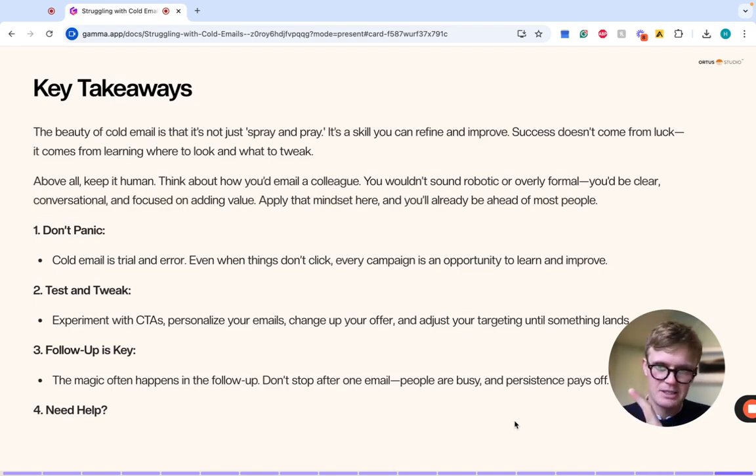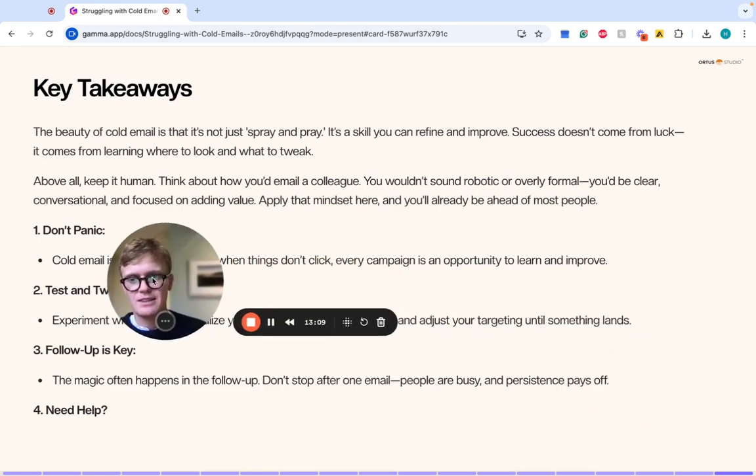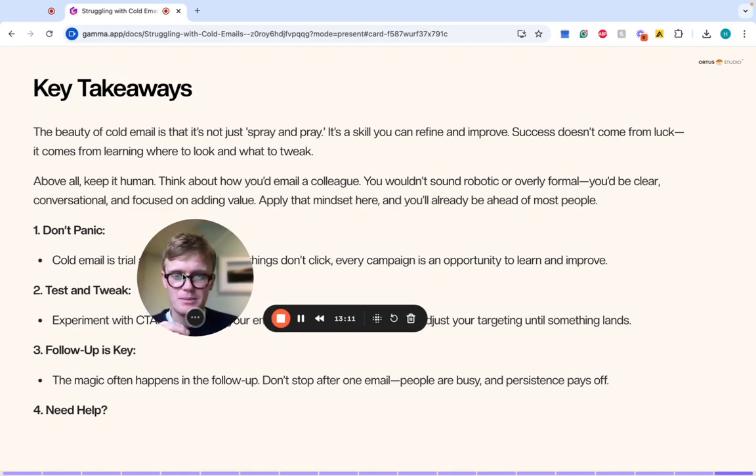So just a key takeaway: don't panic. Cold email is trial and error. Even when things don't click, every campaign is an opportunity to learn more and improve. Test and tweak. Experiment with calls to action, personalize your emails, change up your offer and adjust your targeting until something lands. And then follow-up is key. The magic often happens in the follow-up. Don't just stop after one email. People are so busy, and persistence really does pay off.